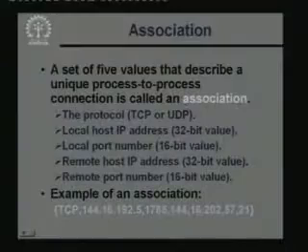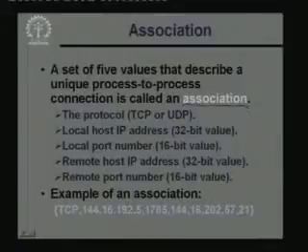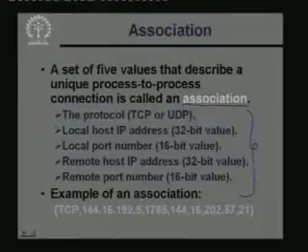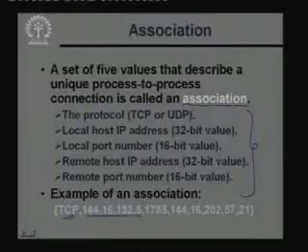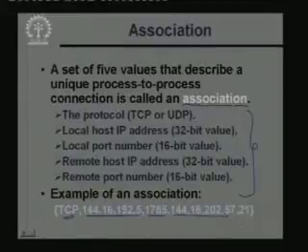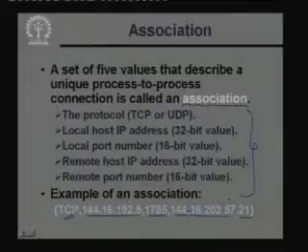Now, when a connection is established, we define something called an association. An association is actually a collection of these 5 things: the protocol, TCP or UDP, local IP address, local port number, remote IP address, remote port number. The example of an association is this: TCP, local IP, local port, remote IP, remote port. These will be separated by dots.